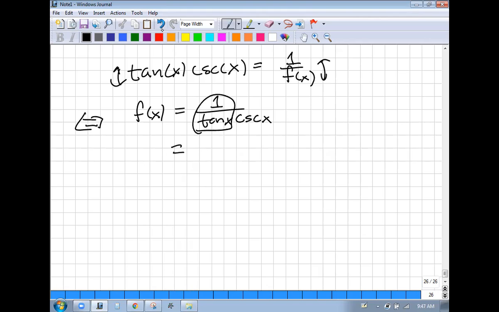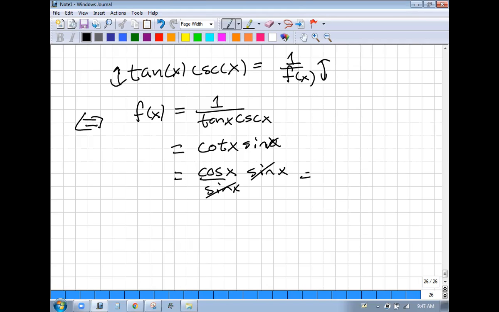And 1 over tangent is cotangent. And 1 over cosecant is sine, right? So now I got rid of the fractions. Cotangent is cosine over sine, right? So this f of x is just cosine. So that's one way to do it.